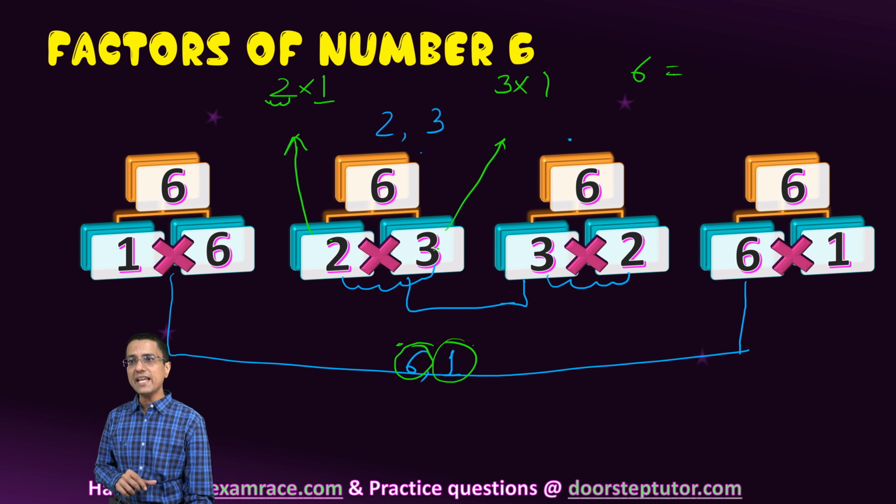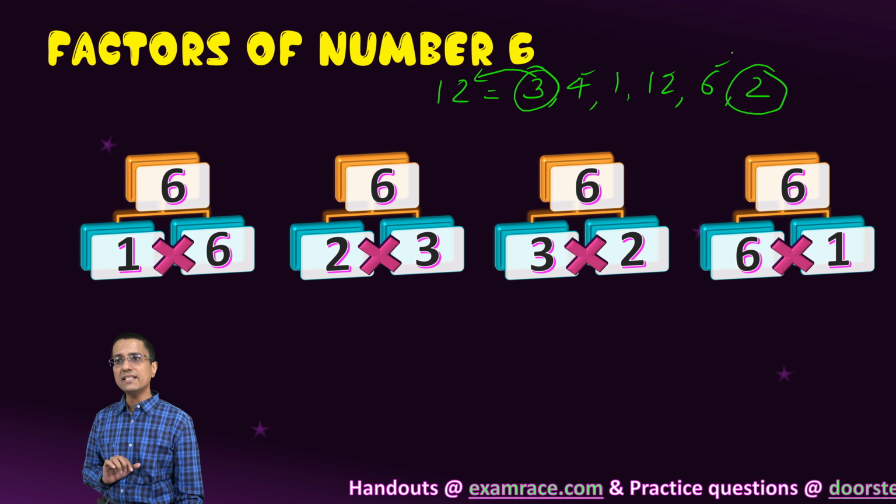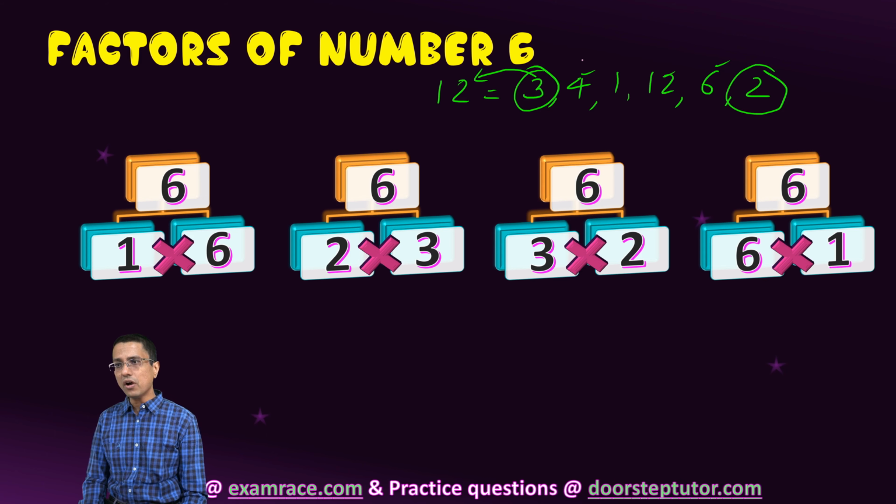Now let us take another example and see if we can come up with factors of another number. Let's say number 12. Again, we can break down the number 12 into several of its factors. I can write it as 3, 4, 1, 12, 6, 2. So these are all the factors of number 12. Each of these factors of number 12 actually divides number 12. Out of all of these factors, 3 and 2 are the prime factors of number 12. Other factors 4, 12 and 6 can be broken down further, and therefore they are not the prime factors.